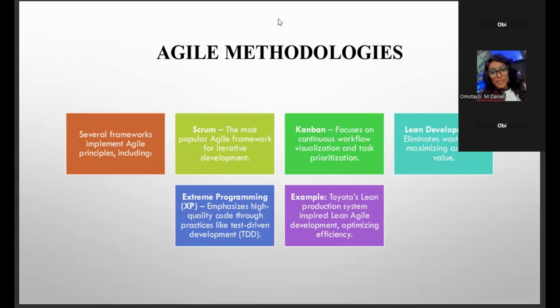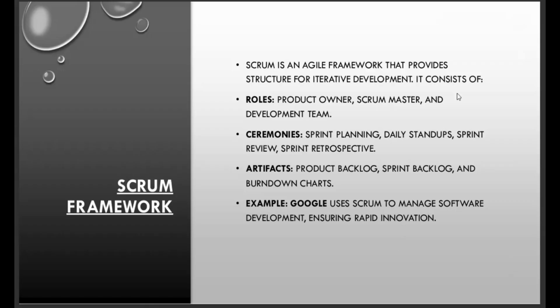Now, if you recollect, Scrum is an agile framework that provides structure for the iterative development of whatever products we are involved in. Scrum as a framework consists of certain roles, ceremonies, and artifacts, as the case may be. So Scrum has roles. We'll be taking a deeper look into the different roles, so you get to understand who a product owner is, who a Scrum Master is, and who a development team member is. So within the Scrum roles, we have the product owner, the Scrum Master, and the development team. So there are 3 core roles within the Scrum framework.